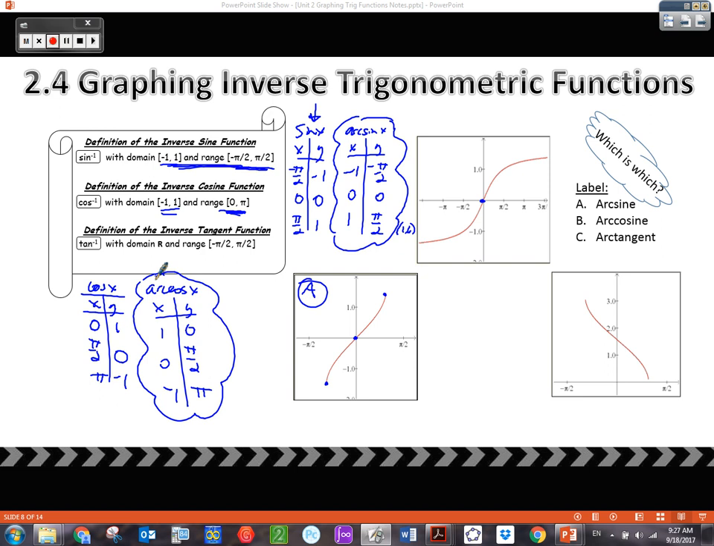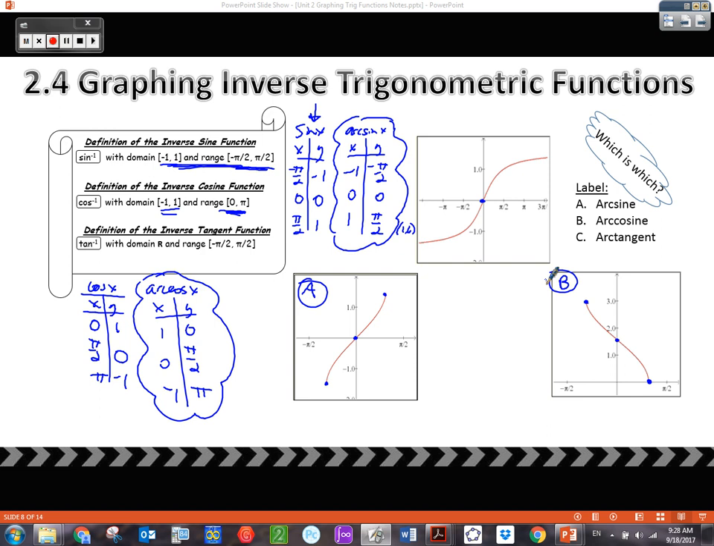We have a point at 1, 0. Okay, 1, 0. We have a point at 0, pi over 2. So pi over 2 we said is about 1.6, so that puts us about right there. And negative 1, pi. So this one is definitely arc cosine. Notice again, it's just 3 little points and they stop.